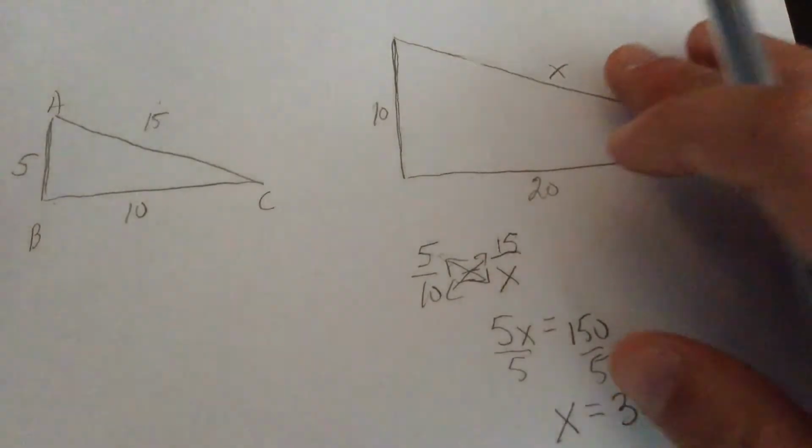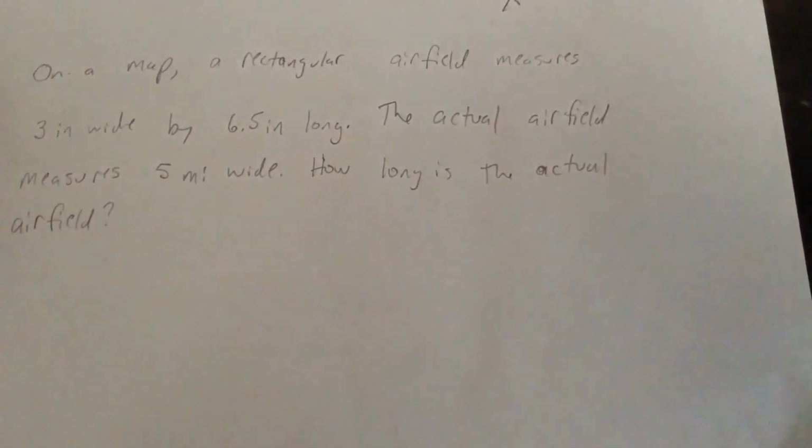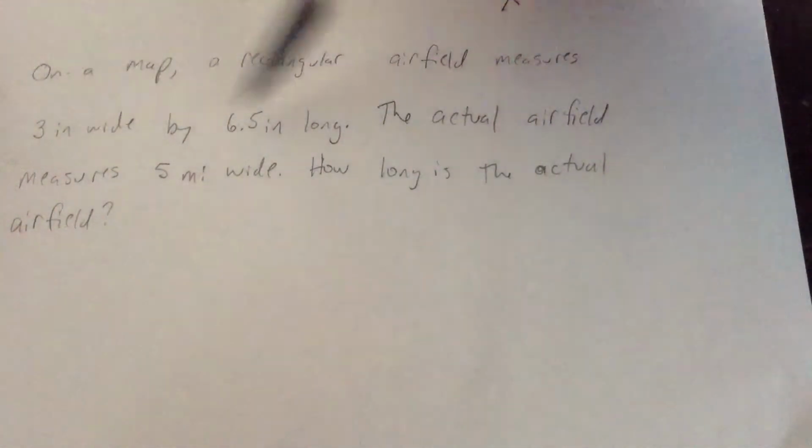Okay, the other question would be, on a map, a rectangular airfield measures 3 inches wide by 6.5 inches long. The actual airfield measures 5 miles wide. How long is the actual airfield? Okay, so basically we're just going to be matching up width with width, length with length.